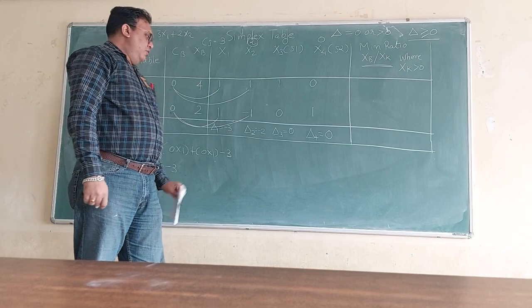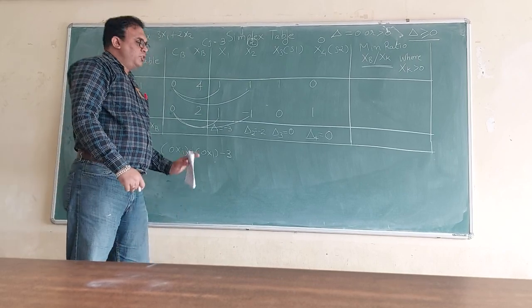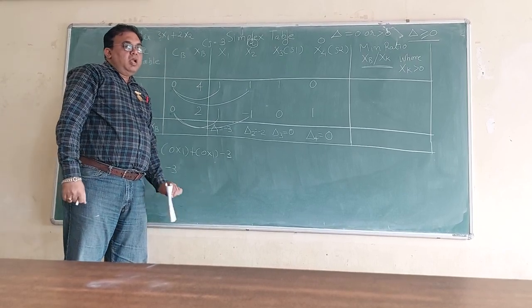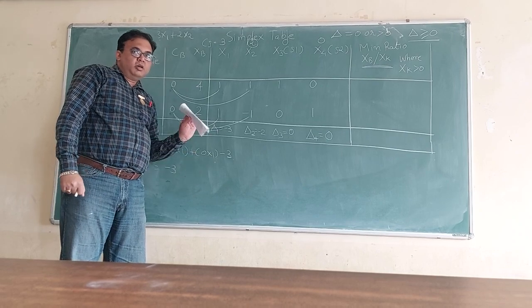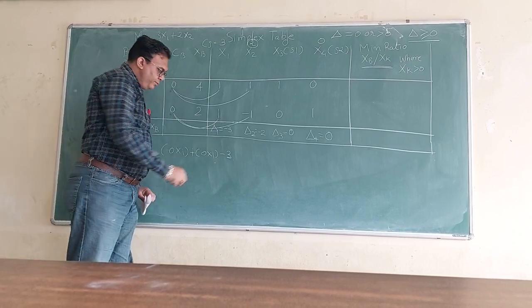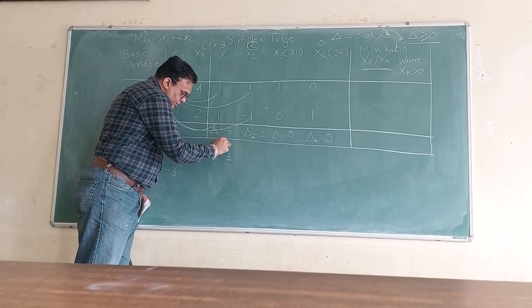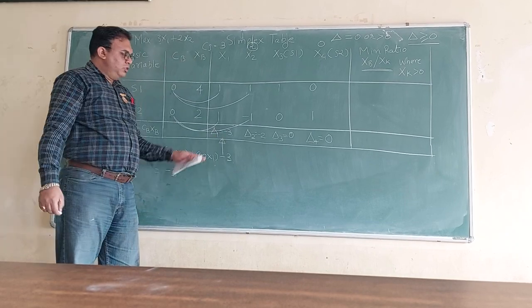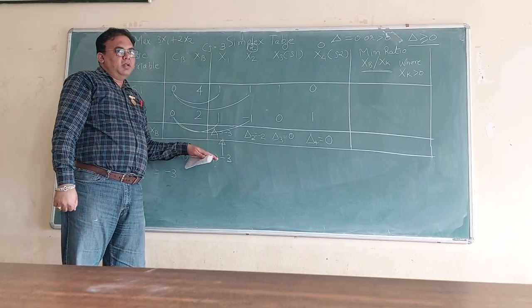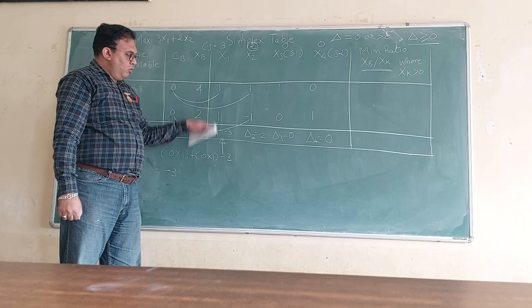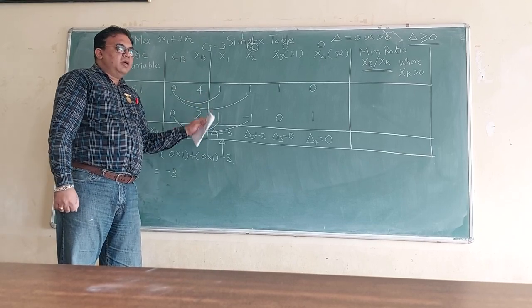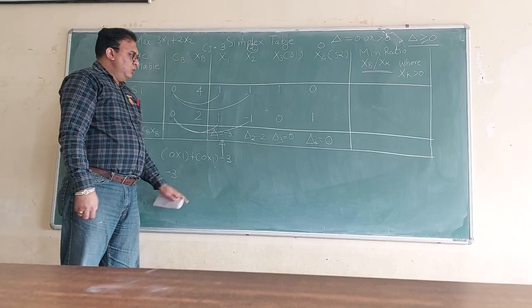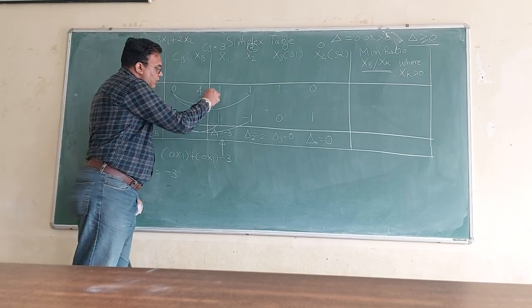Which element or which delta value is the lowest? Delta ની એવી કઈ વેલ્યુ છે જે સૌથી નાની છે? -3. So this one is the lowest value of delta. We have to put an arrow on this delta value. Clear? Now we have to select this column.